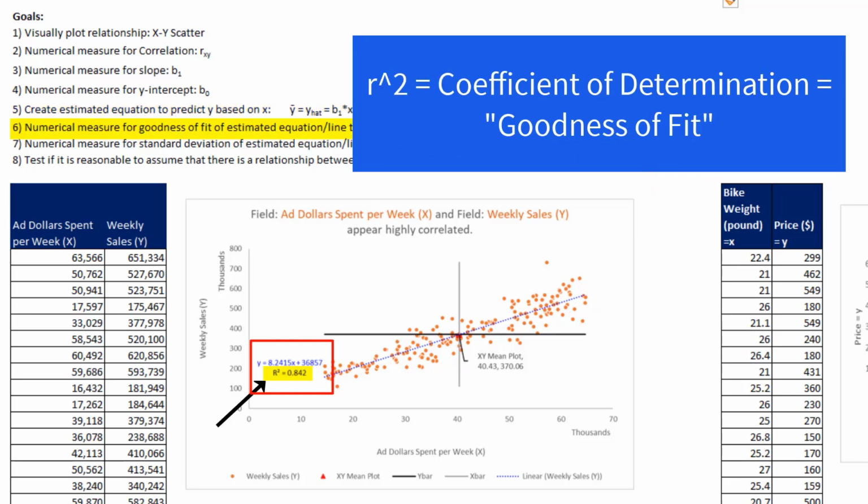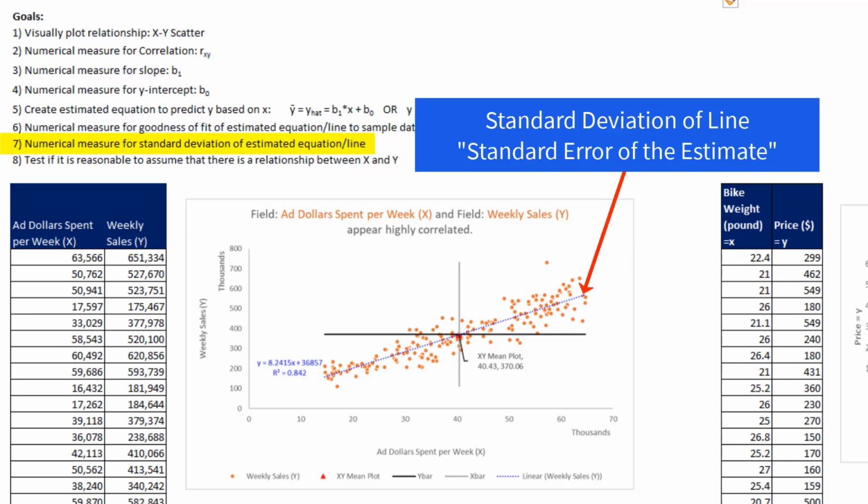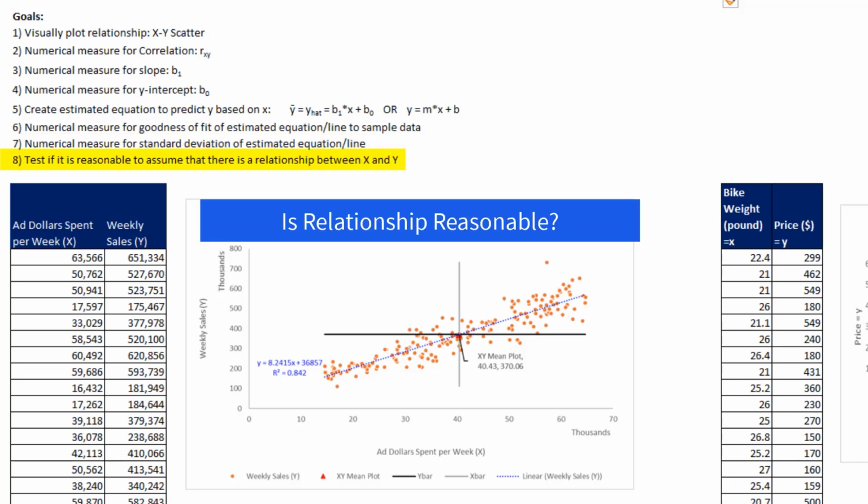We'll also have to calculate, very importantly, R squared. That's a goodness of fit measure that tells us, hey, our estimated equation, how much better is it at making predictions than the Ybar model? Then we'll calculate the standard deviation between the actual data points and the predicted points on the estimated equation line. And we'll finally test the reasonableness of the relationship between X and Y.